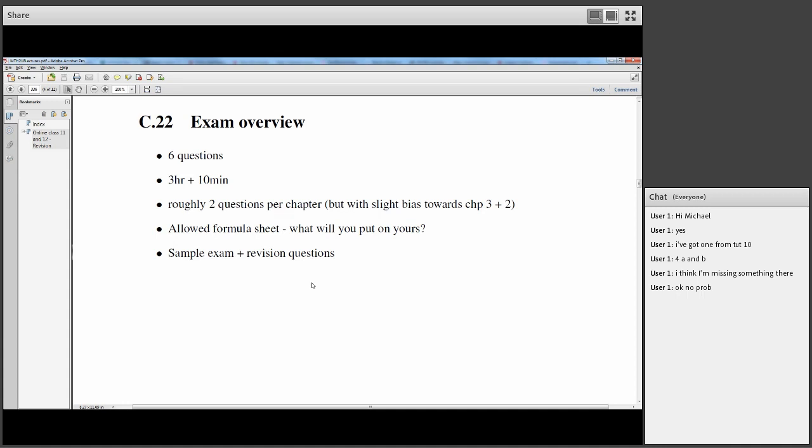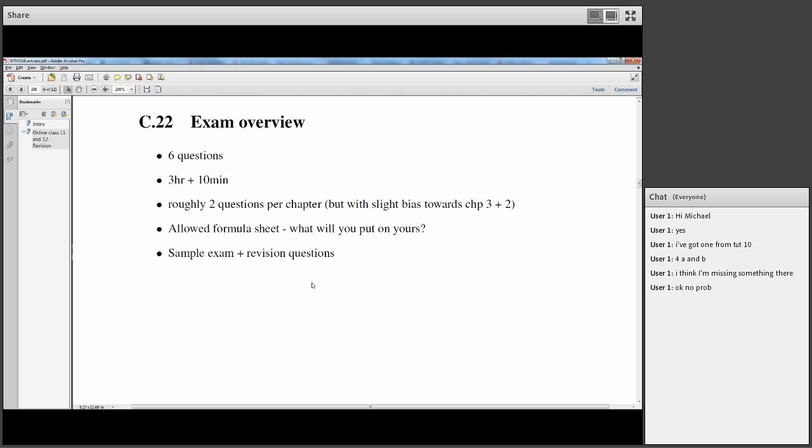It's a 3-hour exam. You do have a 10-minute reading time as well. Although it's technically reading time, you can write if you want to, but it's still a really good idea to read through the whole paper in advance, just to see what you're up for. Roughly speaking, there are 2 questions for each chapter. It's not quite true: there's about 2.5 questions on chapter 3, and slightly less than 2 questions on chapters 1 and 2, the three parts of the subject. So there's a bias towards the end, essentially.